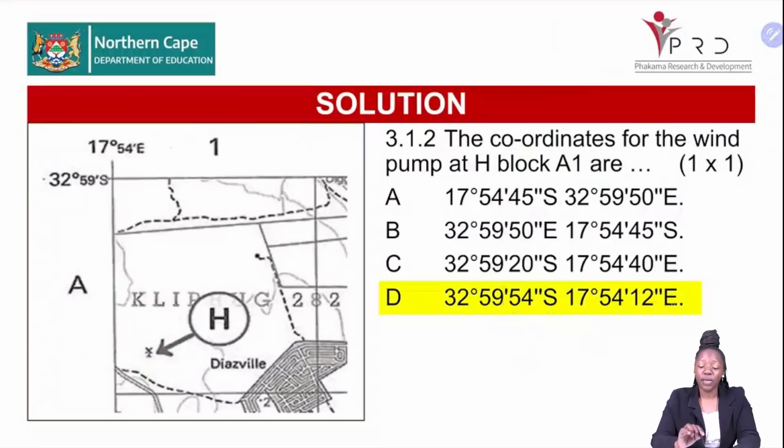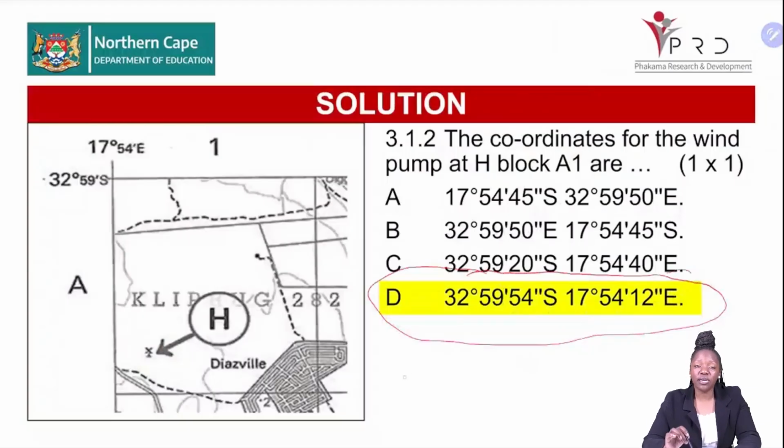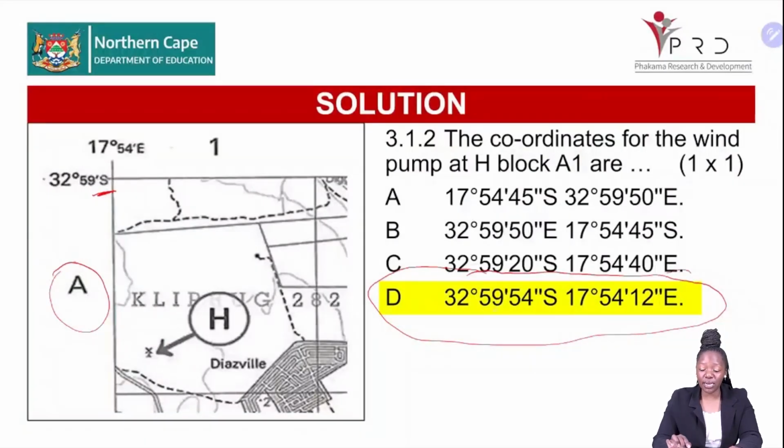So what happened here? Remember, the examiner can ask you to generate these coordinates without being given options to choose from. So we said the degrees do not change. Remember, we always start with the south direction, so hence it is 32. And our picture is in block A. In block A, we start with the minutes of 59. So it means at A, the minutes are 59. If our picture was in block B, it was going to be 60. But now, because we are still at block A, hence it is 59.